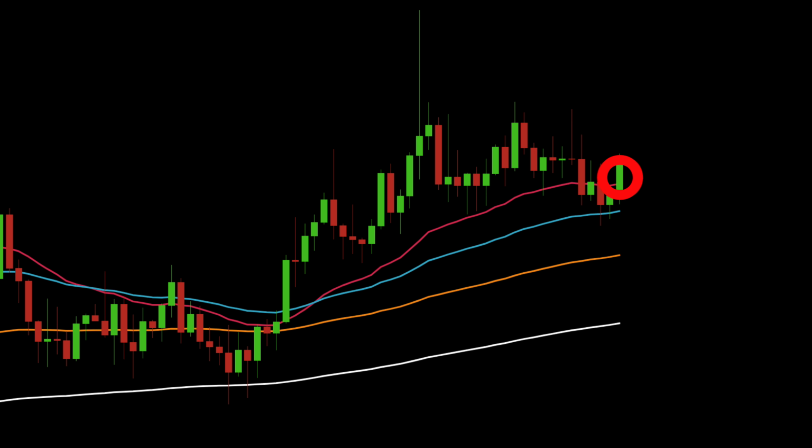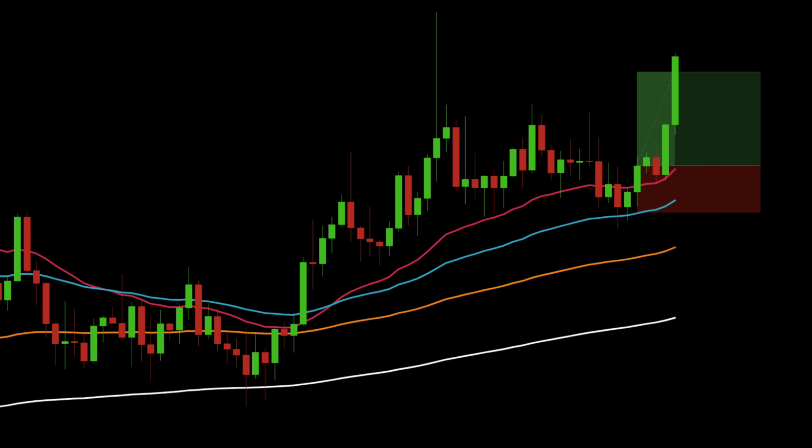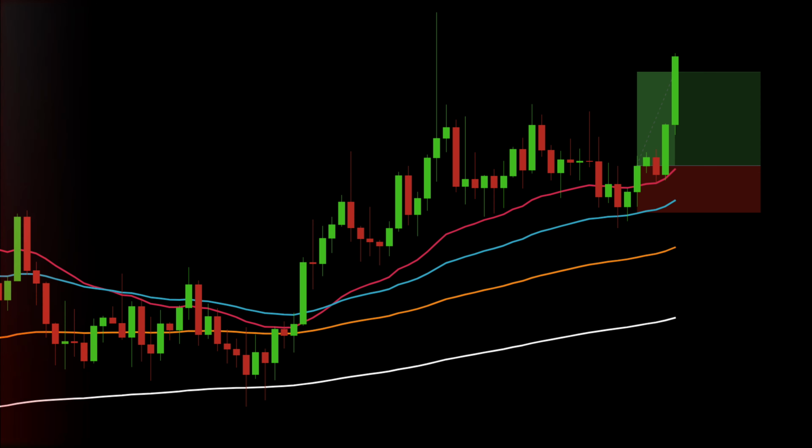Our rules are met when this candle closes. That is our trigger candle. We place our stop at the 50 EMA in aqua and target 2 times risk. And long example 1 hits the profit target.